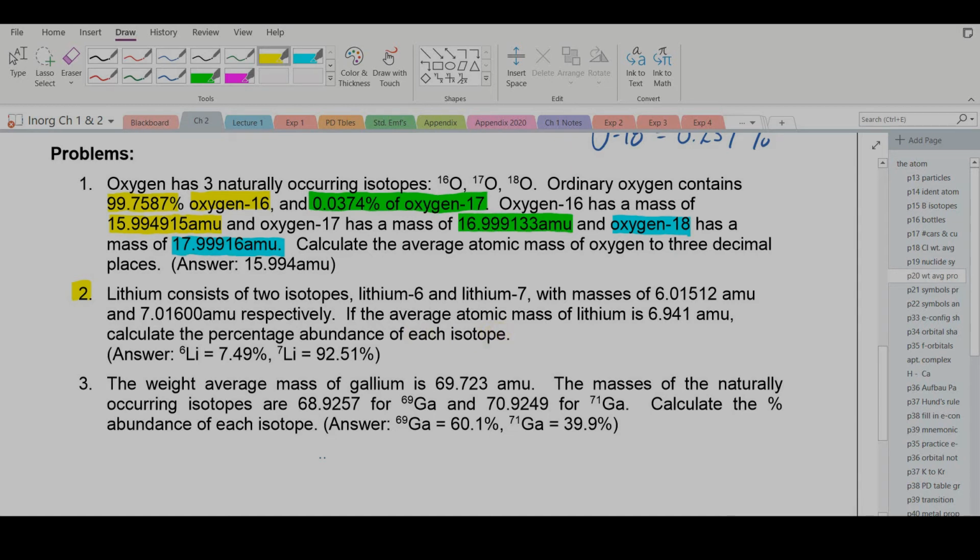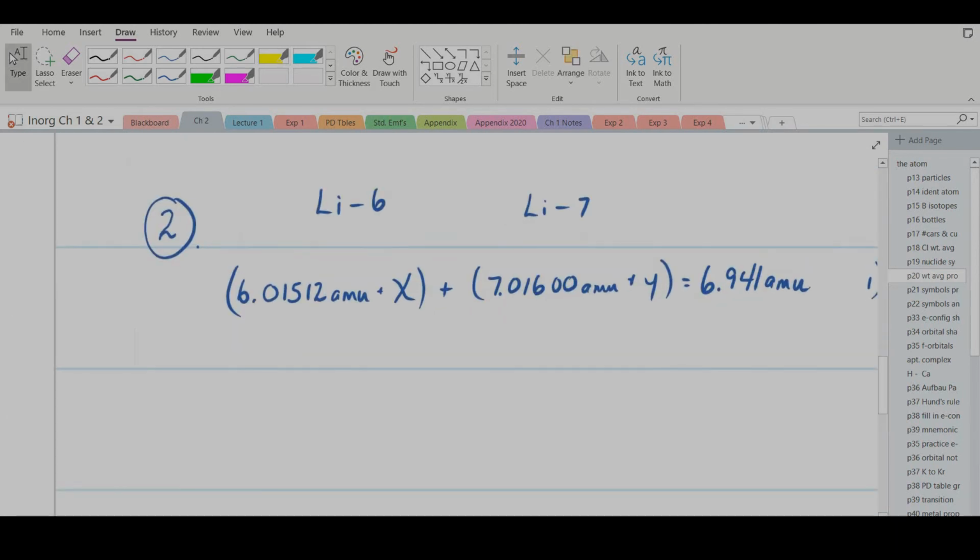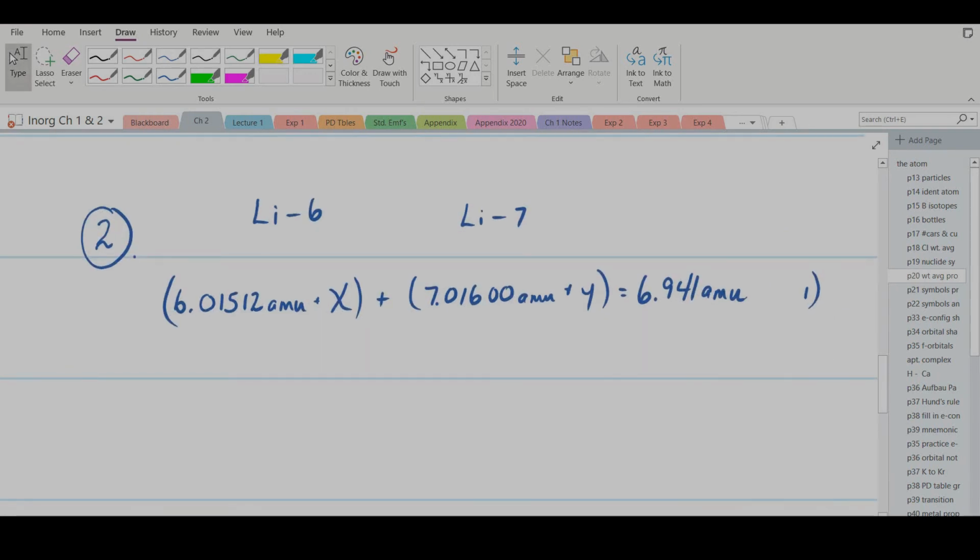Well, let's write an equation to start. So here's what I wrote. For lithium 6, I have its mass times the fraction, which I don't know. That's what we have to solve for. I'll call it x, plus the mass of lithium 7 times its fraction, I'll call that y, equals the weight average atomic mass of 6.941.